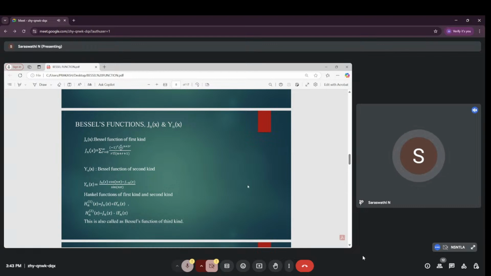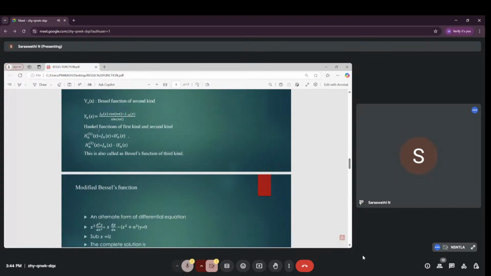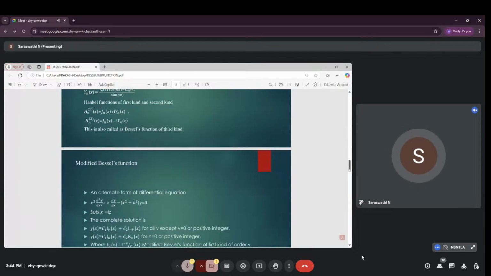The sum of the Bessel's functions of first kind and second kind is the Hankel function of first kind. Next one, the difference between the Bessel's functions of first kind and second kind is the Hankel function of second kind. This is also called the Bessel's function of third kind. Bessel's function of first kind is also called the cylinder function or Neumann function.